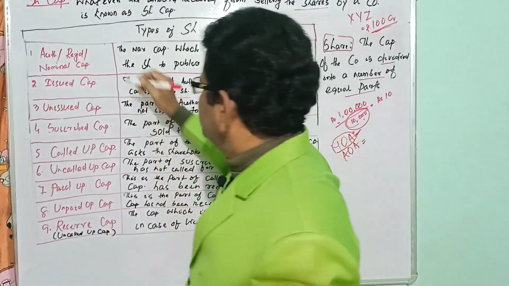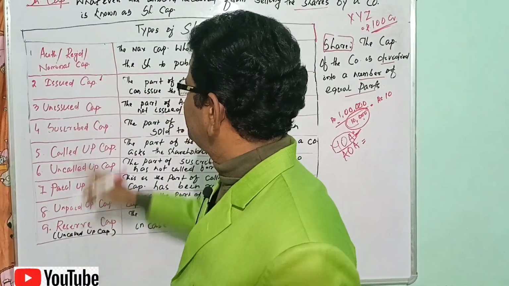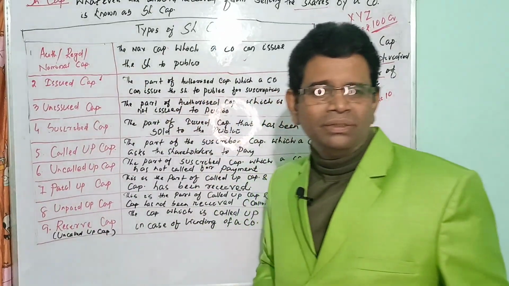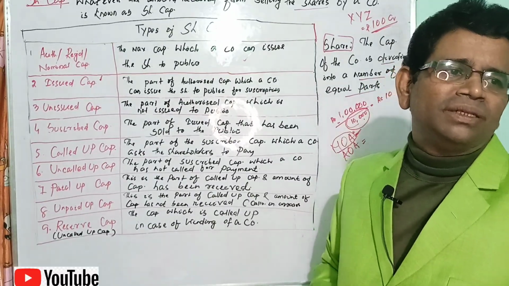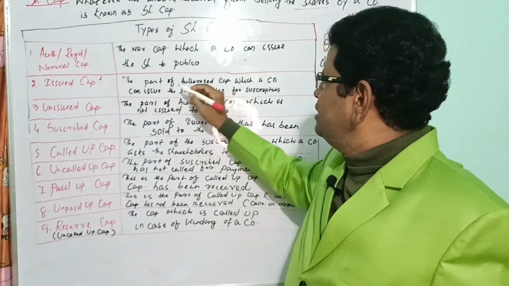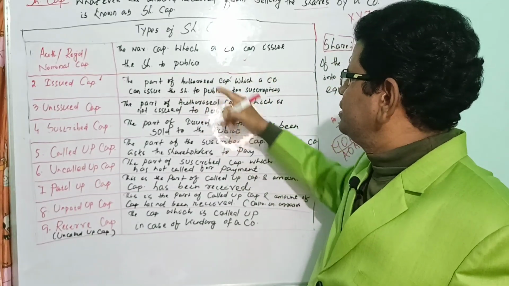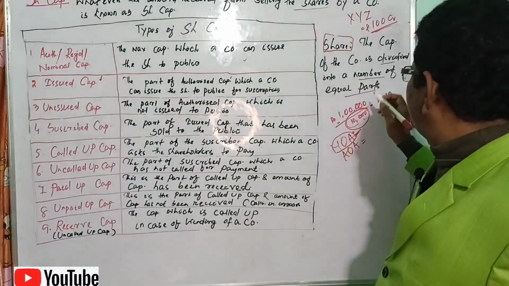Okay, dear friends, come to the second category: issued capital. As the name says, it is the capital that will be issued to the general public. What is this? It is the part of the authorized capital. The same example.